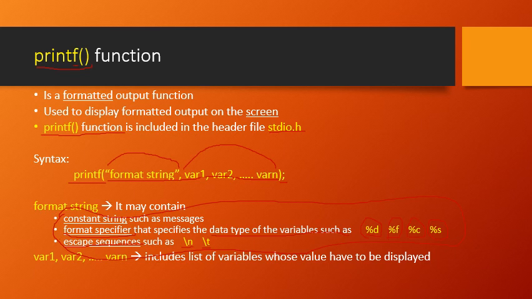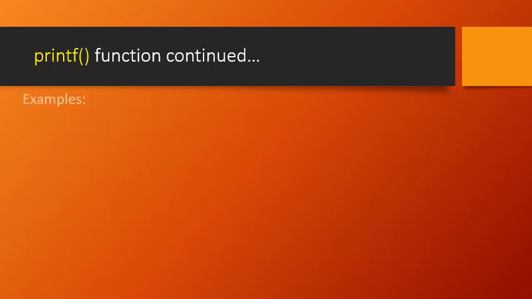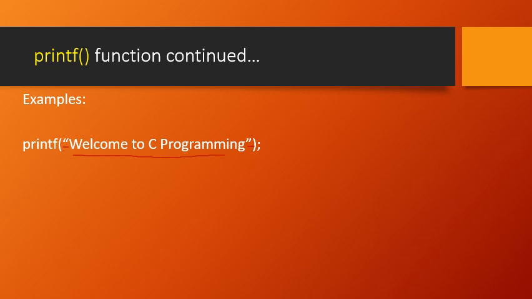I will give an example here, try to understand. The first example is printf open bracket, open double quote, welcome to C programming, double quote complete, bracket closed, and a semicolon. If you notice here, I am using only one part, that is the double quotes. Within the double quotes I have written some content. I call it a constant string, or in simple terms, a message.